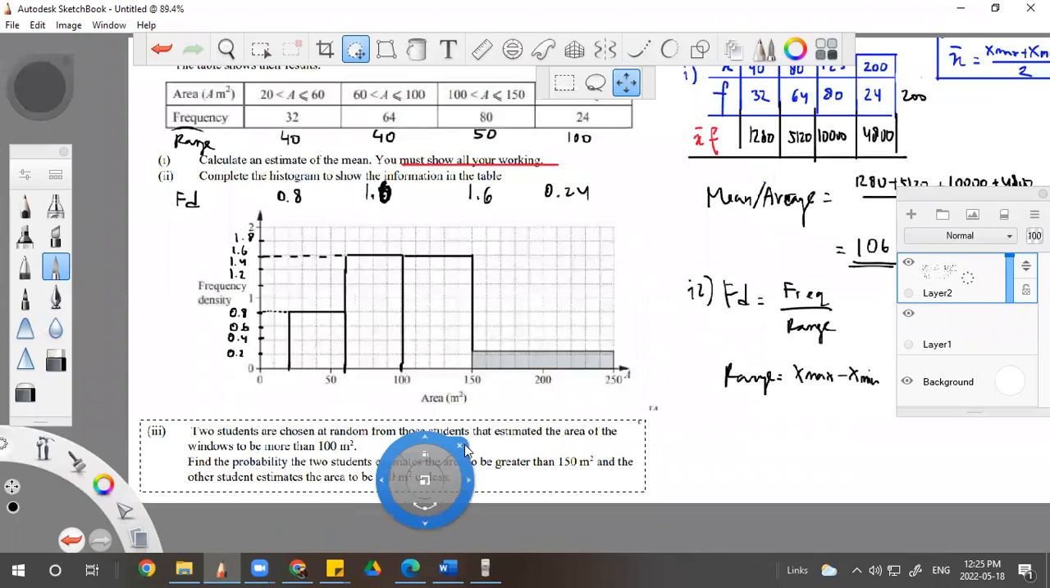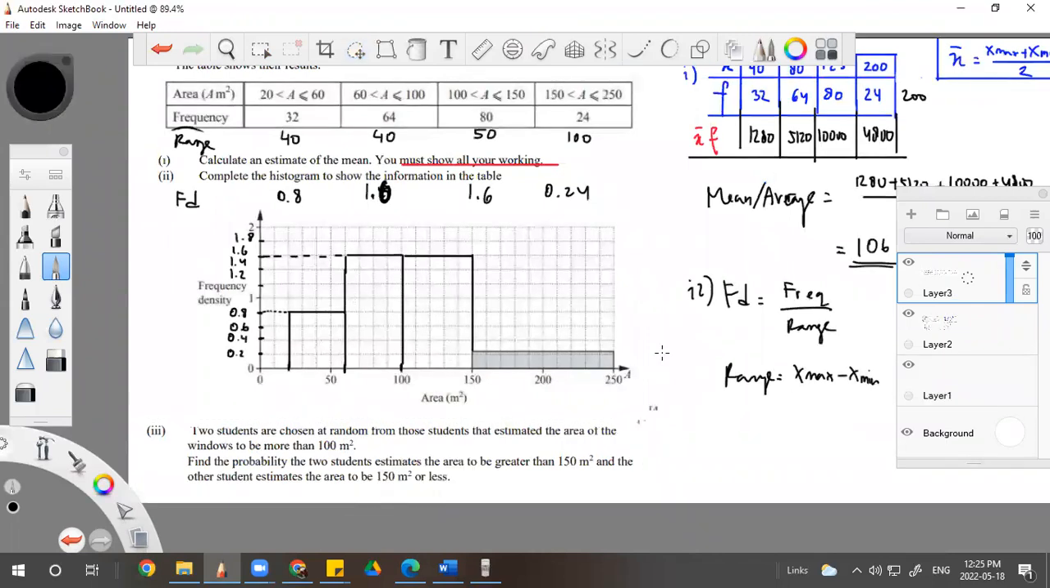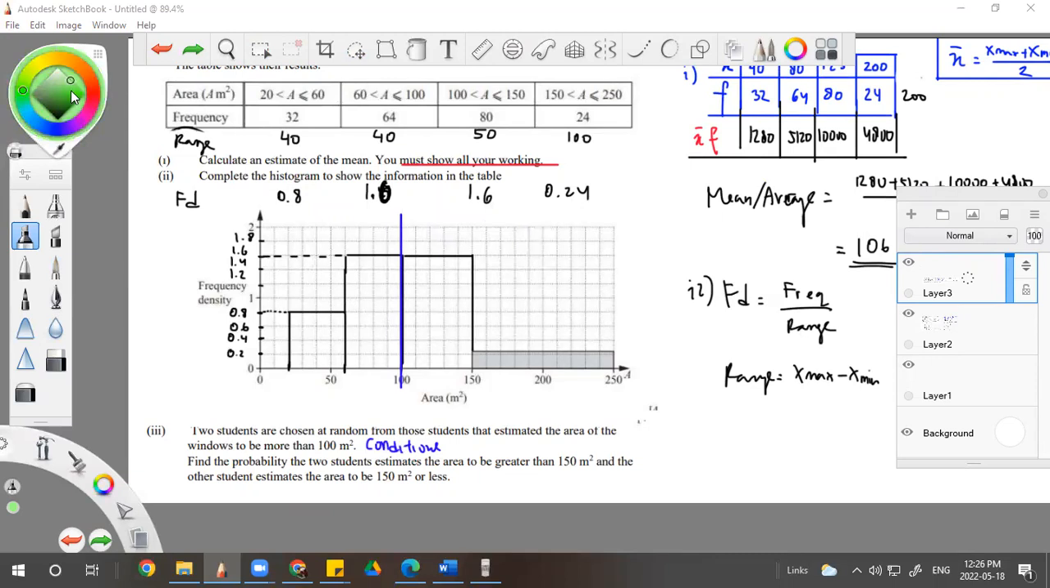Okay, now, 2 students are chosen at random from those who estimate the area of the windows more than 100 meters. So this is the condition. So where is it? We only look at more than 100, to the right. Not to the left anymore. Yes, we only look at this one on the right. Focus on the right side. Okay, pay attention. Focus on the right side. This one.